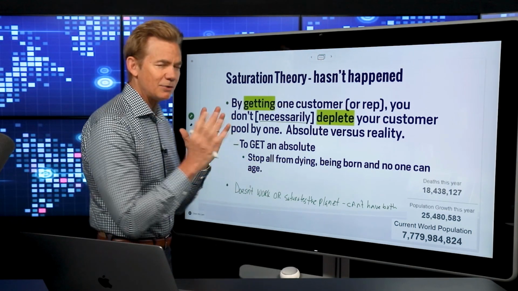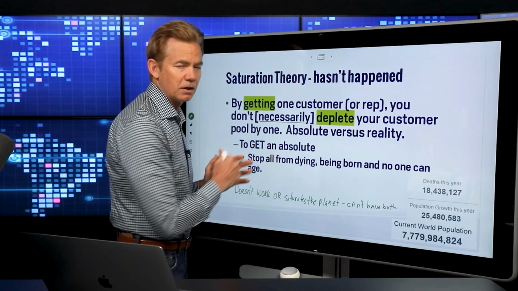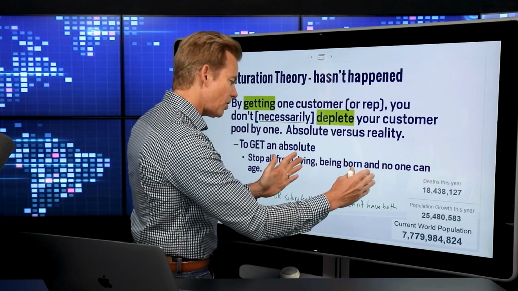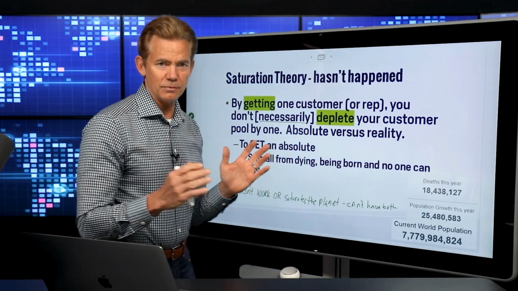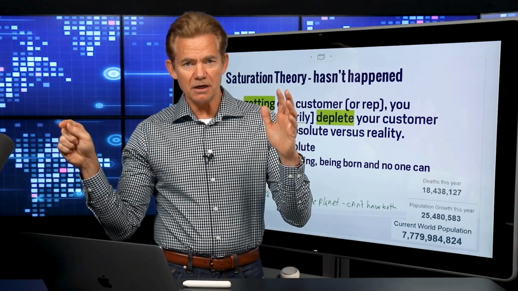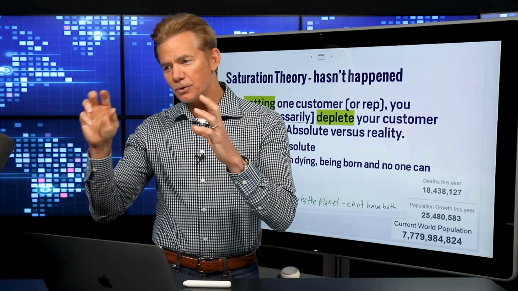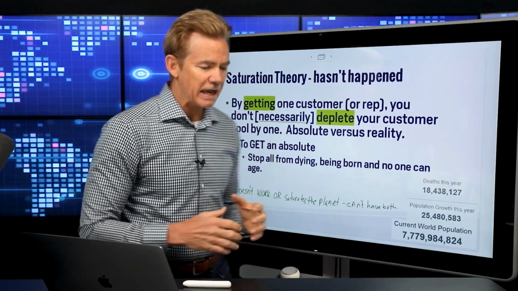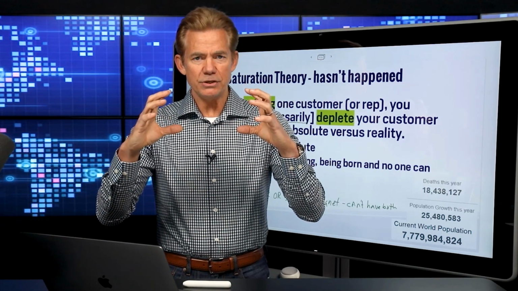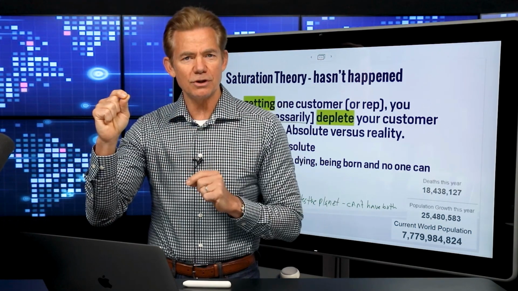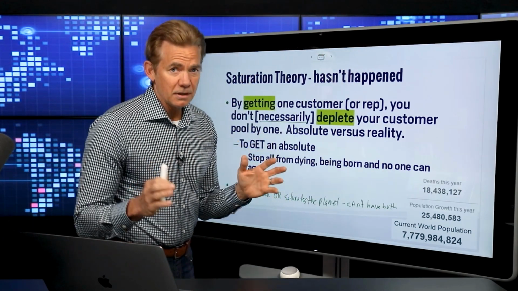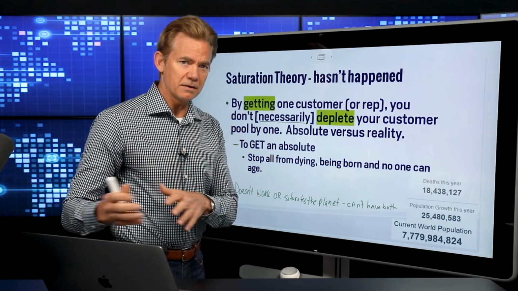To get an absolute, you would have to stop all people from dying, and you would have to stop all from being born, and no one could age. The reason I brought in age is because as people leave the pool, people are coming into the pool because they're aging. Let's say you have weight loss. There's a certain number of people who are moving into the overweight category, and there's certain people who are moving out of the overweight category. If you just had this fixed number of people, and that's going to be an absolute, and you pulled one out as a customer or a rep, then yes, theoretically, that person is no longer available. But it'd be a hard job to get everybody to stop being born and everybody to stop dying and stop aging, okay?